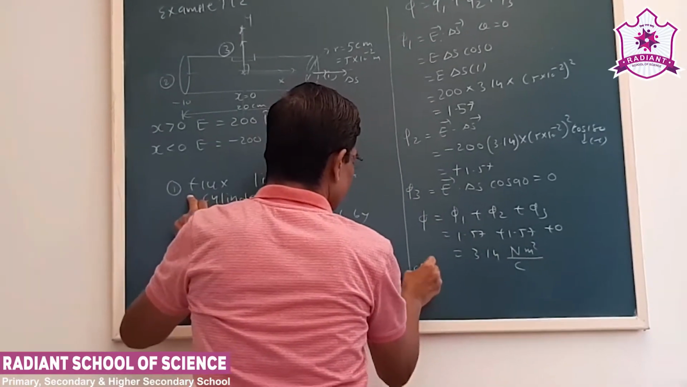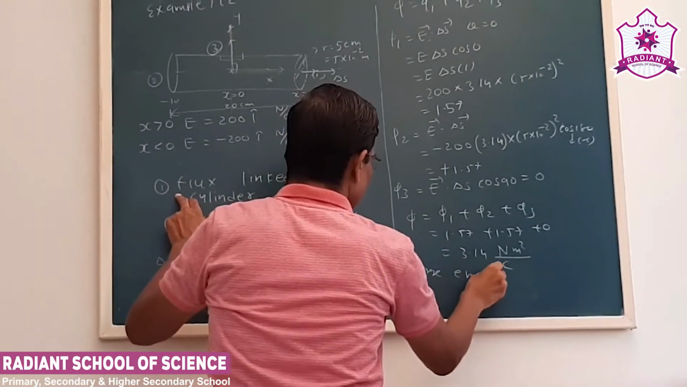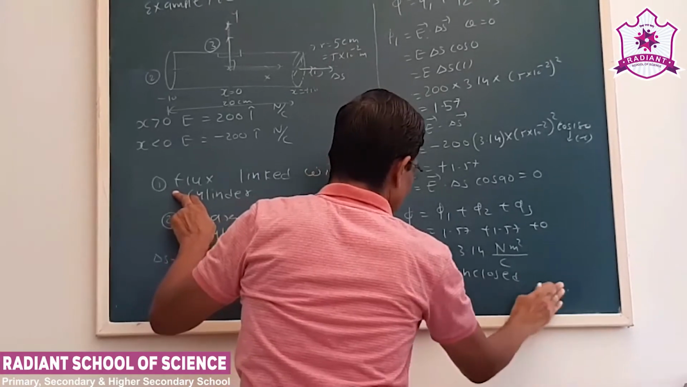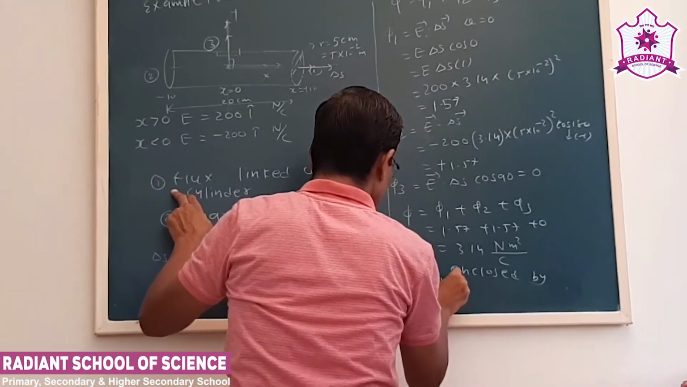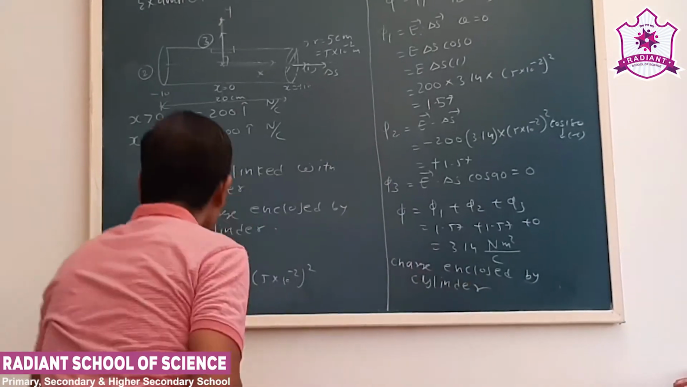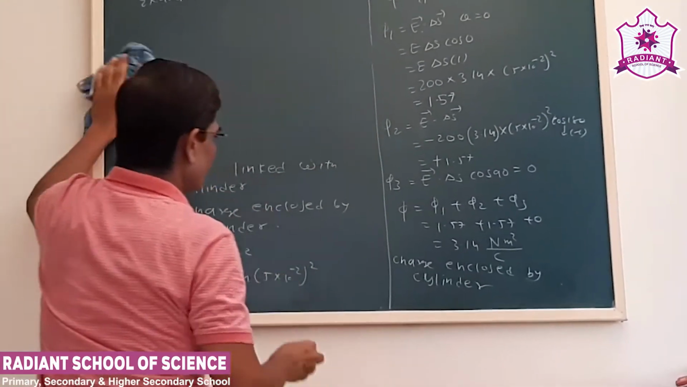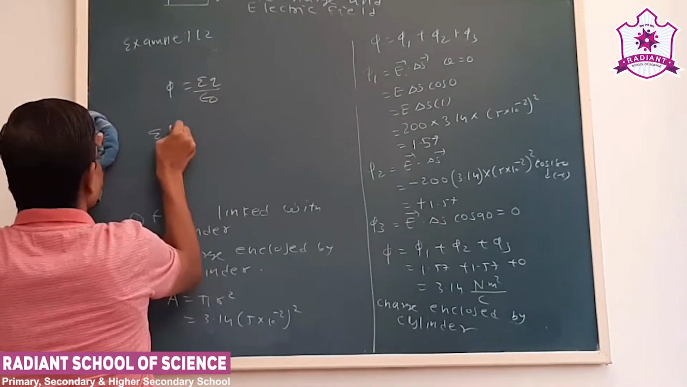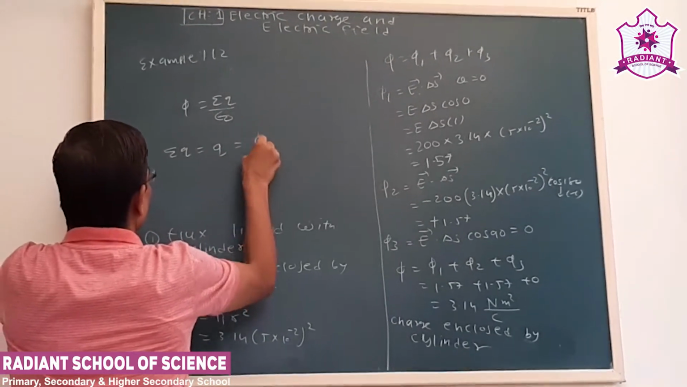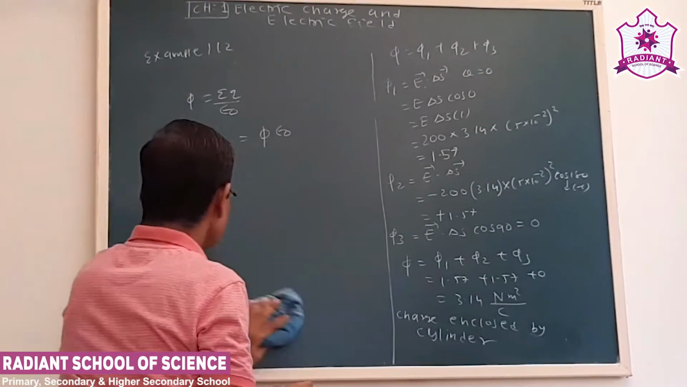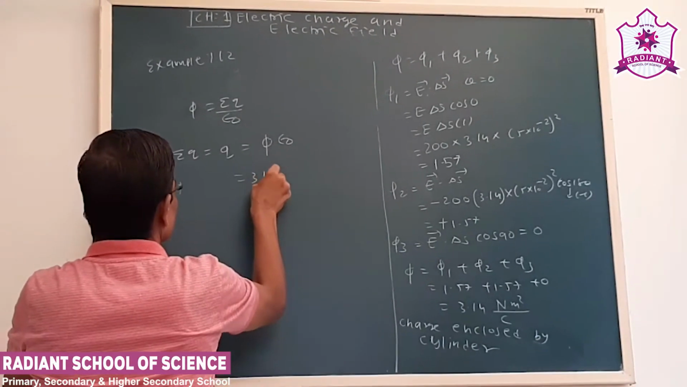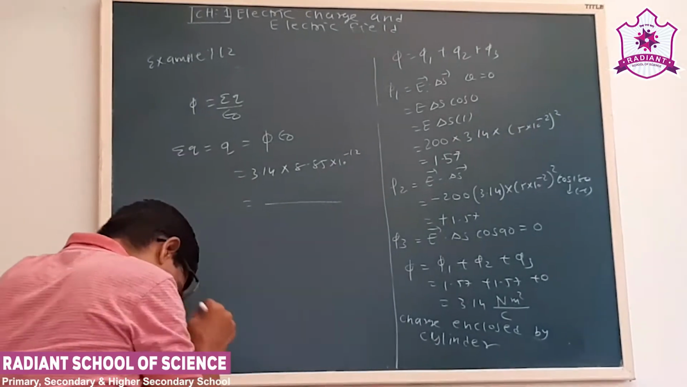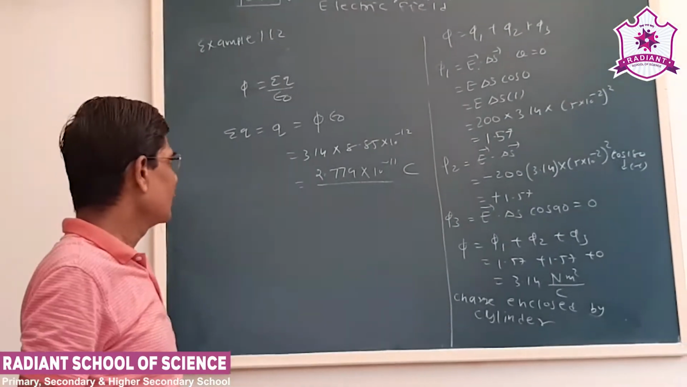Second is the charge enclosed by the cylinder. So by Gauss law, flux is sigma q upon epsilon 0. So charge is phi into epsilon 0. So that will give us the value. How we can find out the charge enclosed by the cylinder.